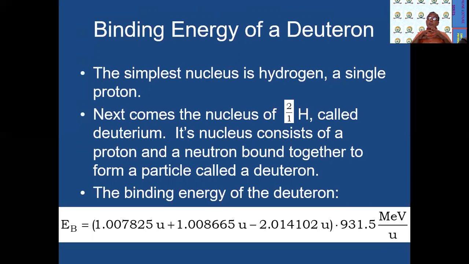If you want to calculate the binding energy of the deuteron, it is given by the mass of one proton, 1.008725 atomic mass unit, plus the neutron, 1.008665 atomic mass unit, minus the mass of the deuteron atom, that is 2.01. You combine 1.0078 and 1.0086, subtract the mass of the neutral nucleus from it, and multiply by the conversion factor 931.5 MeV. That will give the binding energy of the deuteron.